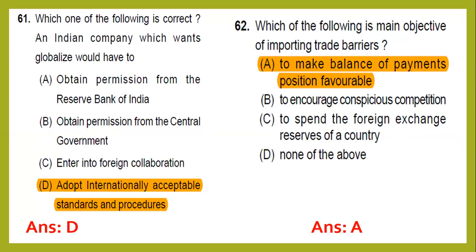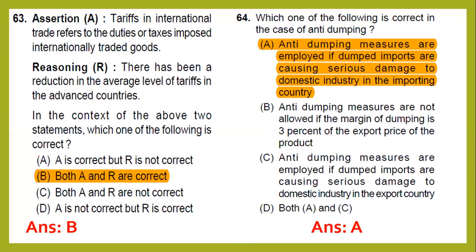61st question, the option is D. Now 62nd question, which of the following is the main objective of import trade barriers? So the correct option is A, to make balance of payments position favorable. So option is A. 63rd question, assertion and reasoning.